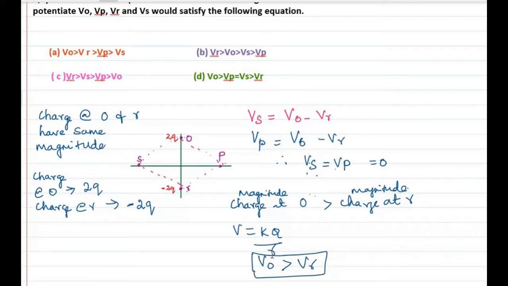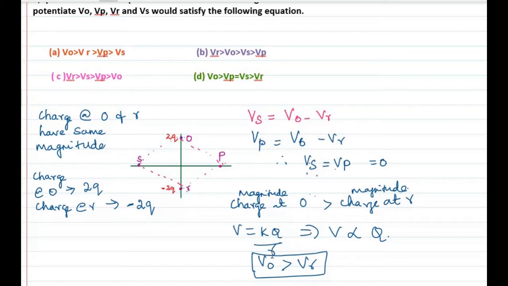Okay, because from this we say that potential is directly proportional to Q. So when the charge magnitude at O is greater, V0 is greater than VR. Next, is Vp greater than Vs? No, Vp and Vs have the same potential, so it is not greater. So option A is ruled out.